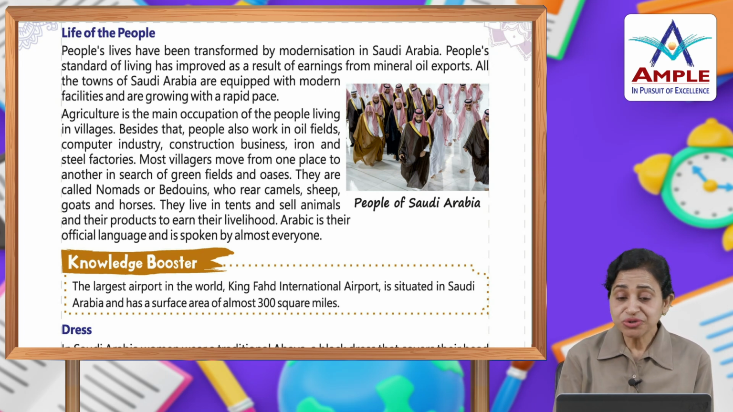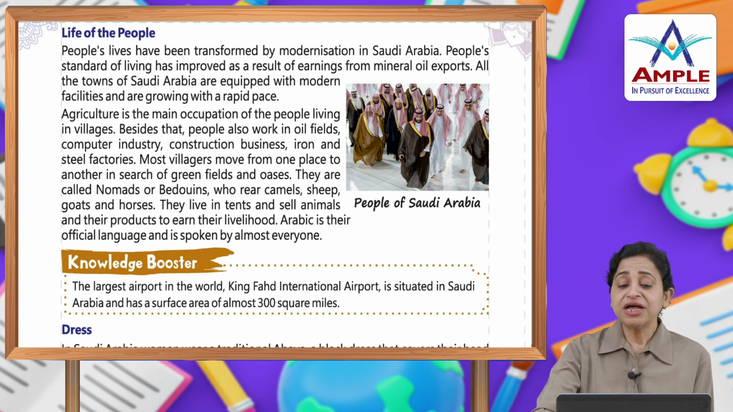Agriculture is the main occupation of the people living in villages. Beside that, people also work in oil fields, computer industry, construction business, iron and steel factories. Most villagers move from one place to another in search of green fields and oases. They are called nomads or Bedouins who rear camels, sheep, goats and horses. They live in tents and sell animals and their products to earn their livelihood. Arabic is their official language and is spoken by almost everyone.